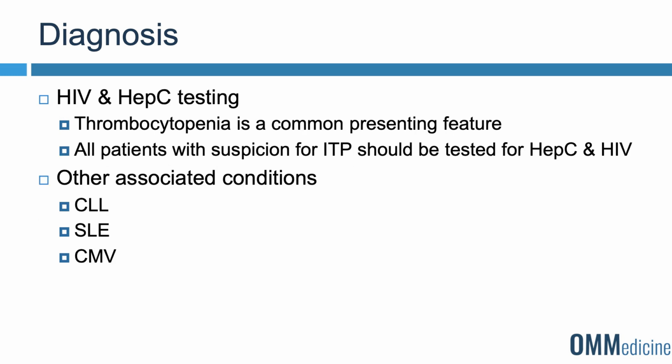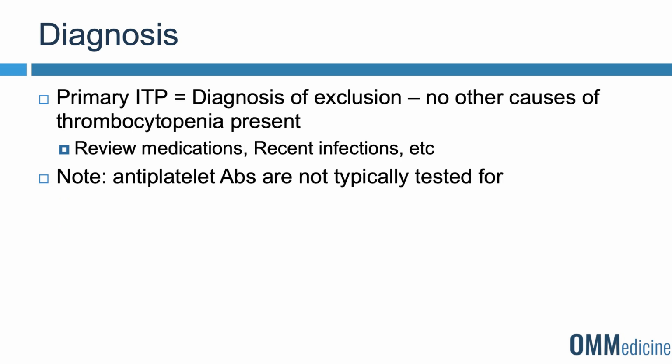Now we need to mention some of the associated conditions with ITP. The two very important conditions that all patients who have a suspected diagnosis of ITP need to be tested for are HIV and hepatitis C. This is a very commonly tested point for your board exams, so if you have a patient who has a clinical presentation of ITP, it's very important to know that you also need to test these patients for HIV and hepatitis C as well. Some of the other conditions we can see associated with ITP are CLL, or chronic lymphocytic leukemia, lupus, and infection with CMV.